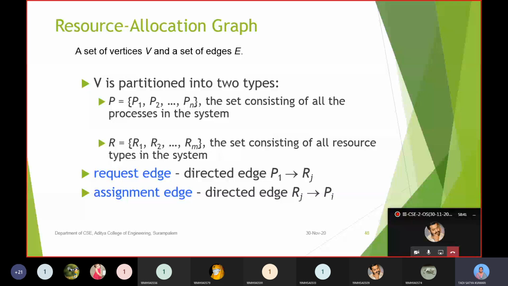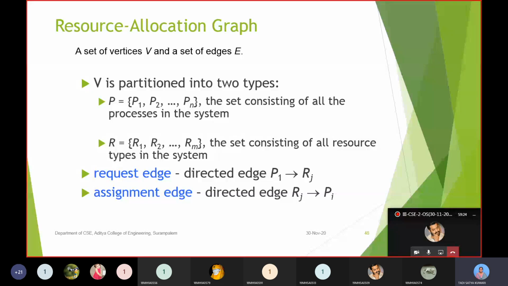The letter P means the set of processes consisting of all the processes in the system. In a computer system, many processes are executing, and all of them are represented with the letter P, named P1, P2 and so on up to Pn. Second, every computer system has a set of resources represented with the letter R, each represented as R1, R2 and so on up to Rm. The set of all resource types in the system is accumulated into one set called R.